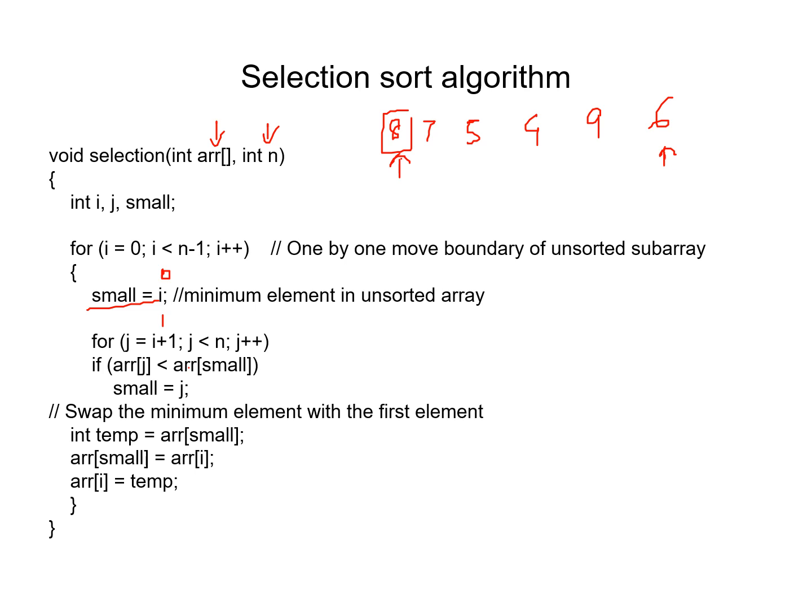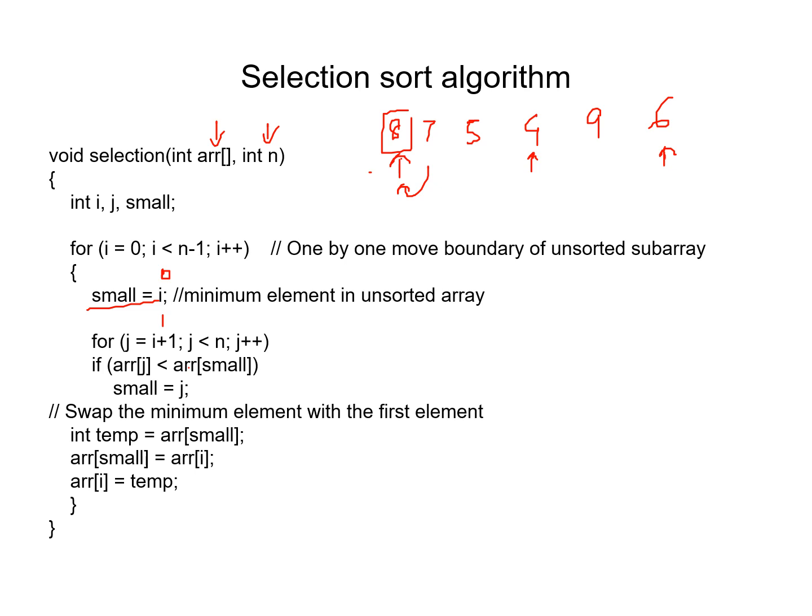Now it will go up to here. When it reaches here, it will update. In this case also it will update. So array j is 7, which is less than array small, yes, so here the update will be done. Again the update will be done like this. It will go up to the end of this particular loop.